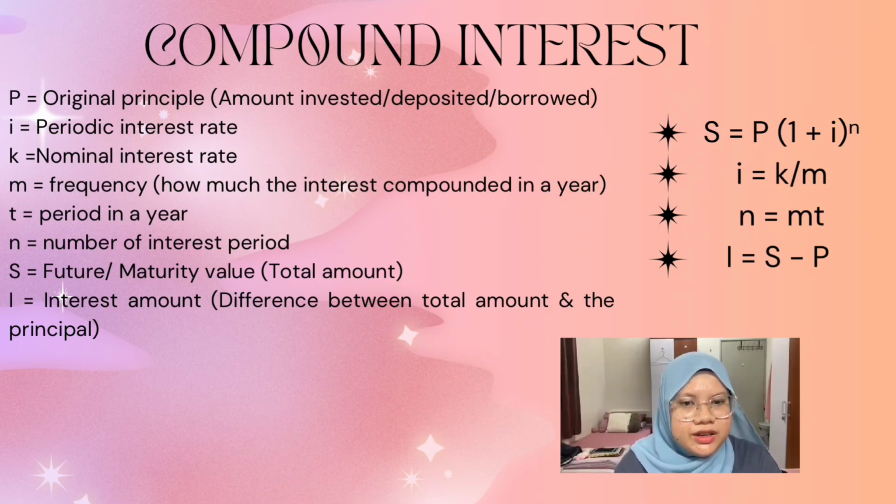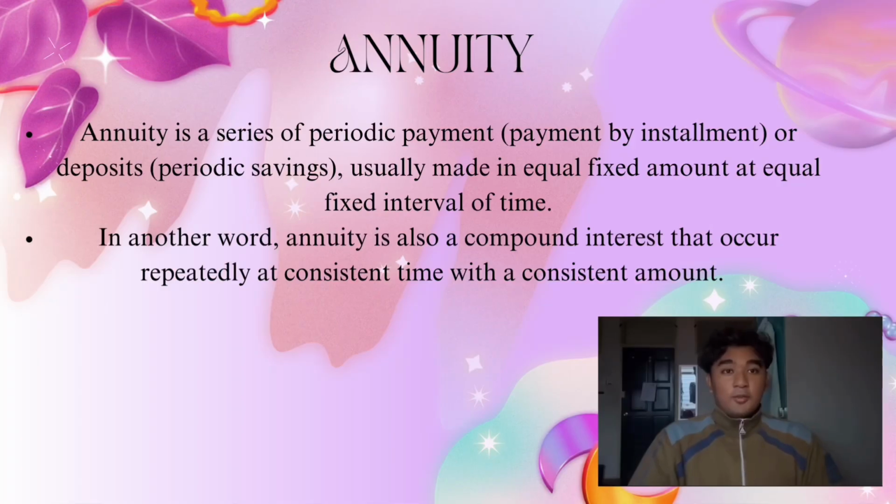T equals the period in a year. N equals the number of interest periods. S is the future or maturity value, which is the total amount overall. And I equals the interest amount, the difference between the total amount and the principal. Now let's hop on to a new chapter.